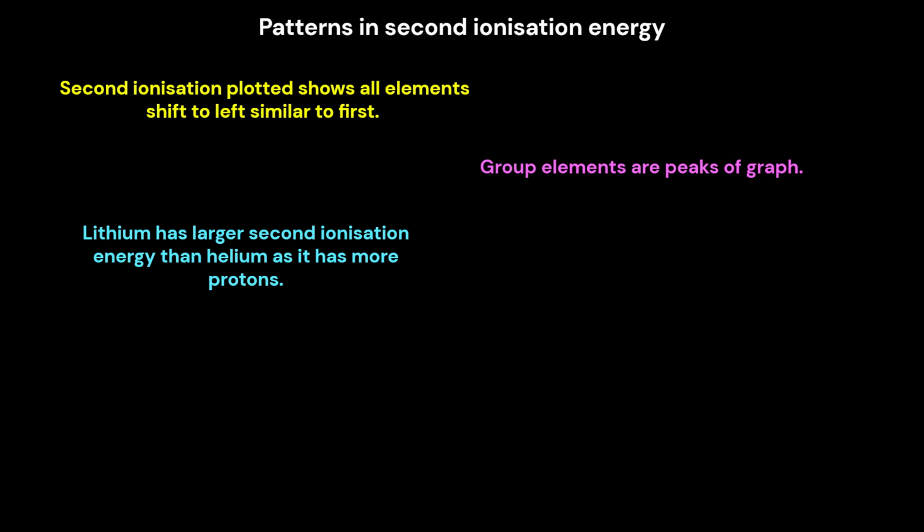Patterns in 2nd ionization energy. 2nd ionization plotted shows all elements shift to the left, similar to the 1st. Group 1 elements are the peaks of the graph. Lithium has a larger 2nd ionization energy than helium, as it has more protons.